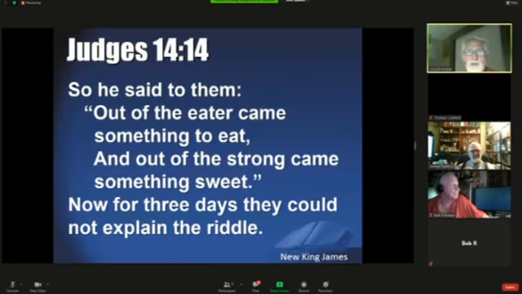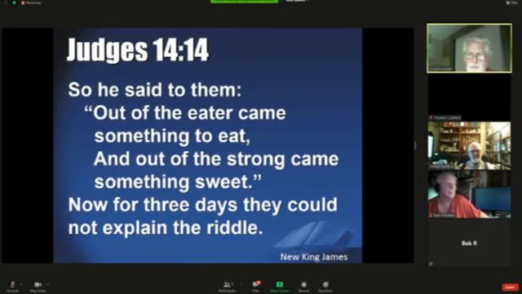So this is in Judges. And so Samson is saying to the men gathered, "Out of the eater came something to eat, and out of the strong came something sweet." So he made a significant bet with them, that they would not be able to solve the riddle.